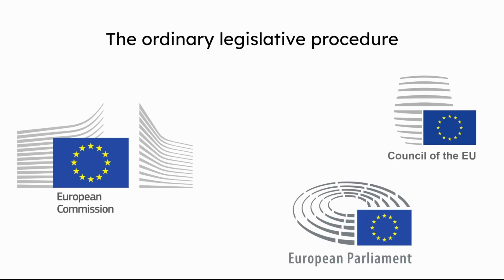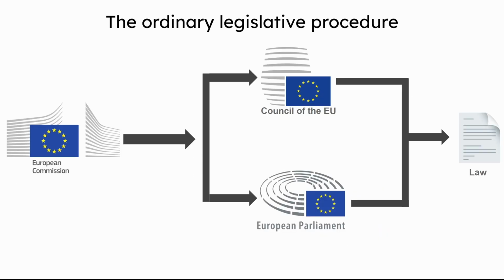Most laws in the EU are made through something called the ordinary legislative procedure, and that involves these three institutions. So remember them. They are the European Commission, the European Parliament, and the Council of the EU. And here we have a very simplified explanation of this ordinary legislative procedure.